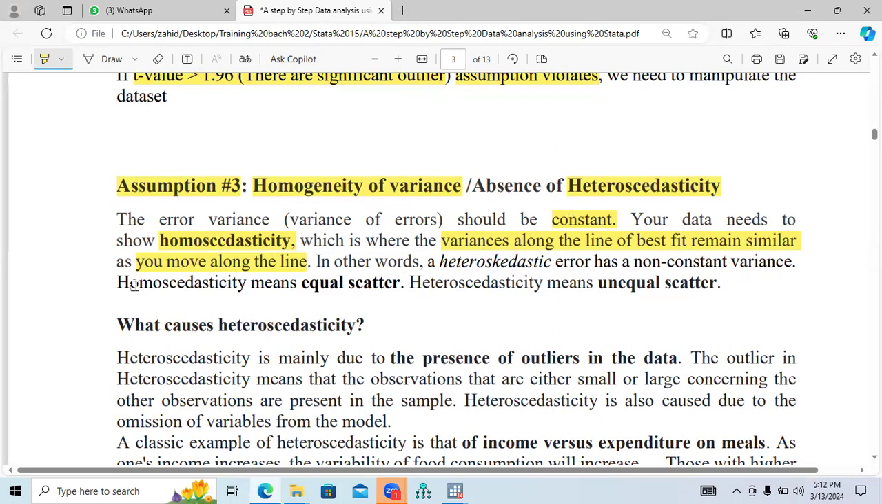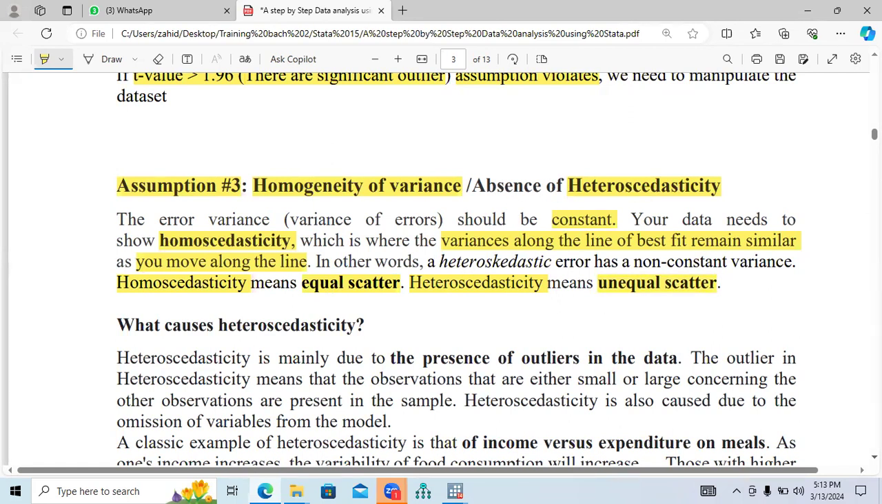So what do you mean by homoscedasticity? Homoscedasticity means equal scatter. It means there should be equal variation along your regression line, while heteroscedasticity means unequal scatter. Hetero means unequal, homo means equal, and sedasticity means variance. So when there is equal variance, it means equal scatter. It means homogeneity of variance, which is the fulfillment of assumption number three. But when there is heteroscedasticity, it means there is unequal variance, and in that case, our assumption is violated.